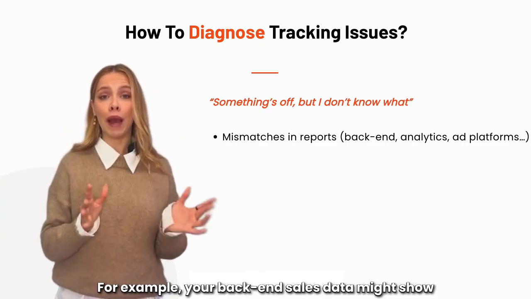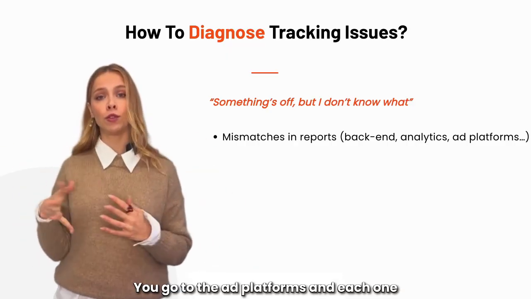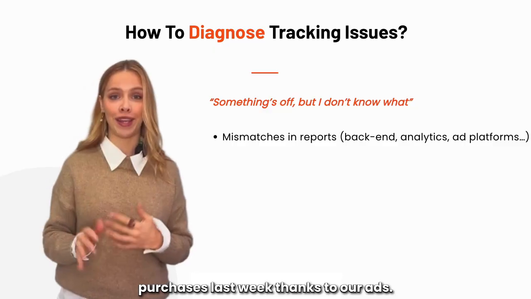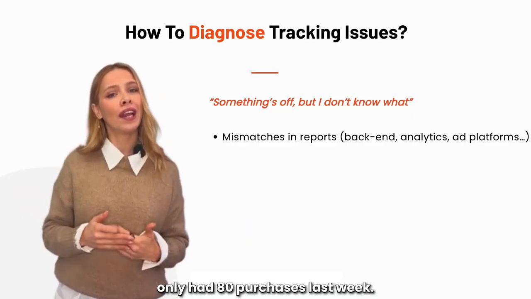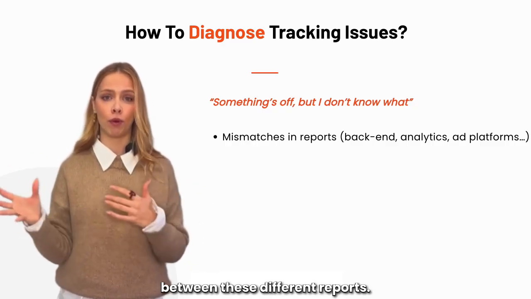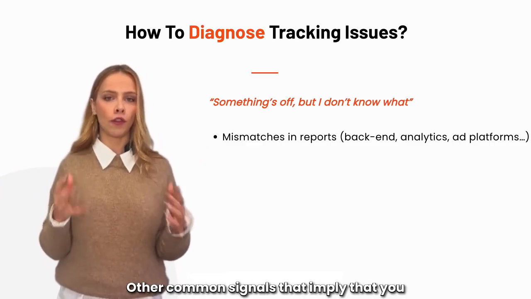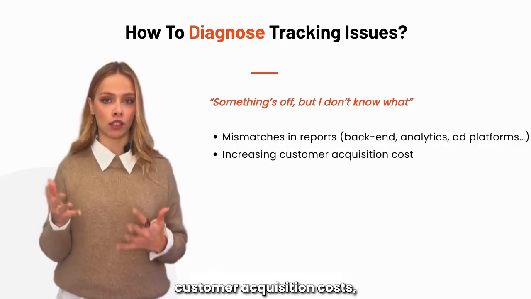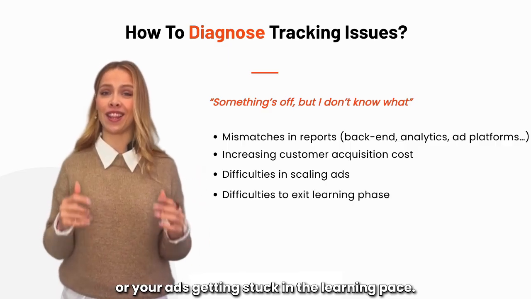For example, your back-end sales data might show you that you have 100 purchases from last week. You go to the ad platforms, and each one of these says that you got 110 purchases last week thanks to your ads. Then you go to your analytics platform, and there you can see that you only had 80 purchases last week. So there is a big mismatch between these different reports. That is one sign that you have issues with your current tracking. Other common signals are increasing customer acquisition costs, difficulties in scaling your ad campaigns, or your ads getting stuck in the learning phase.